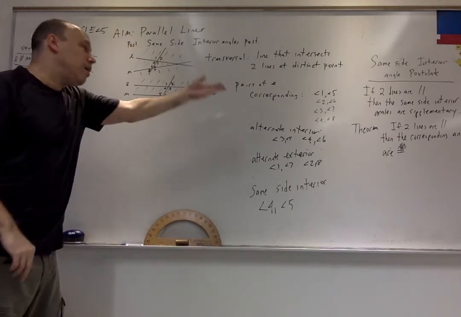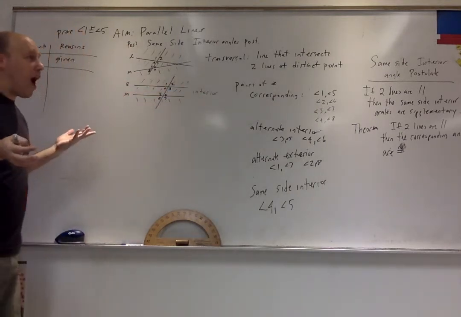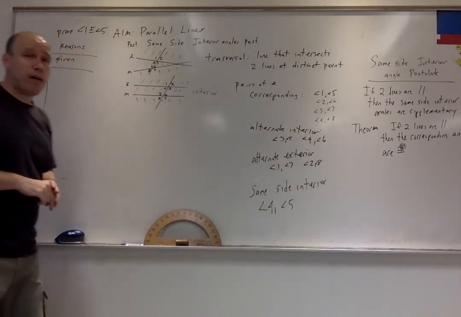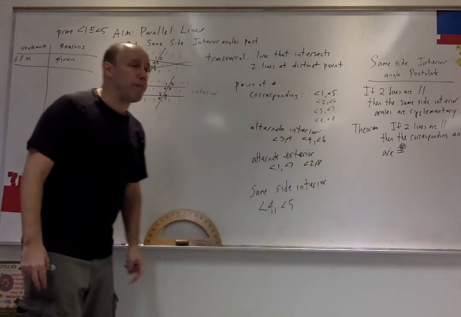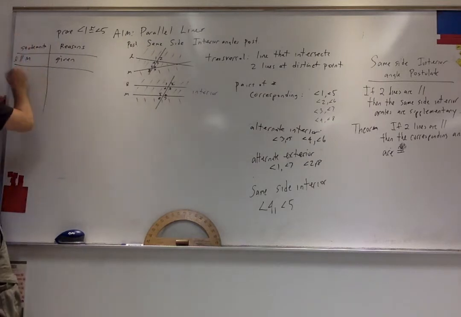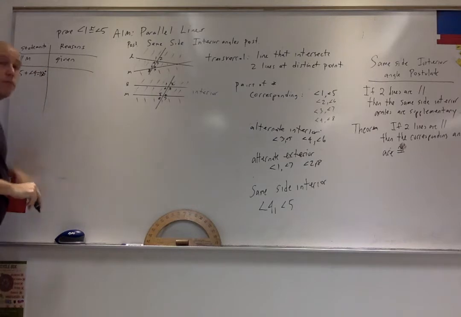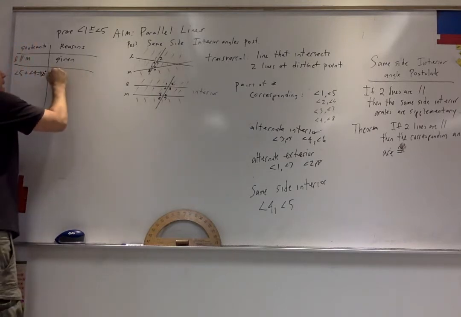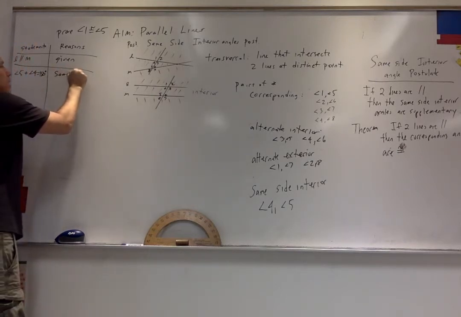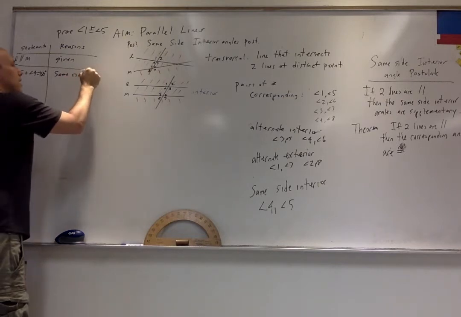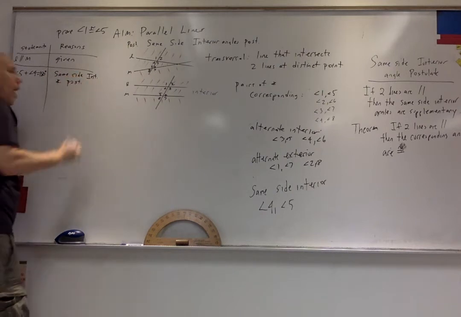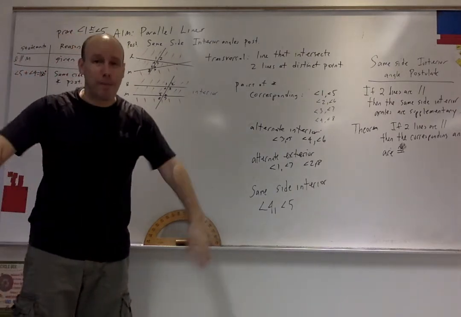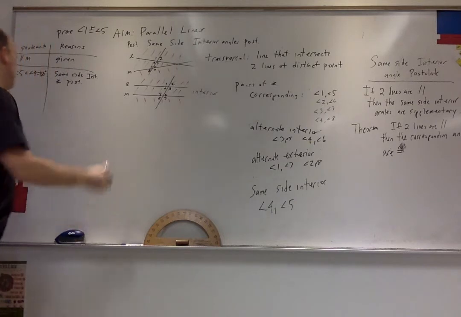Well, where do I start? What do I know if 2 lines are parallel? From my postulate, I know the same side interior angles are supplementary. So I know that angle 5 plus angle 4 equals 180 degrees. Why? Same side interior angles postulate. Why is that true? Because we're accepting it as true.